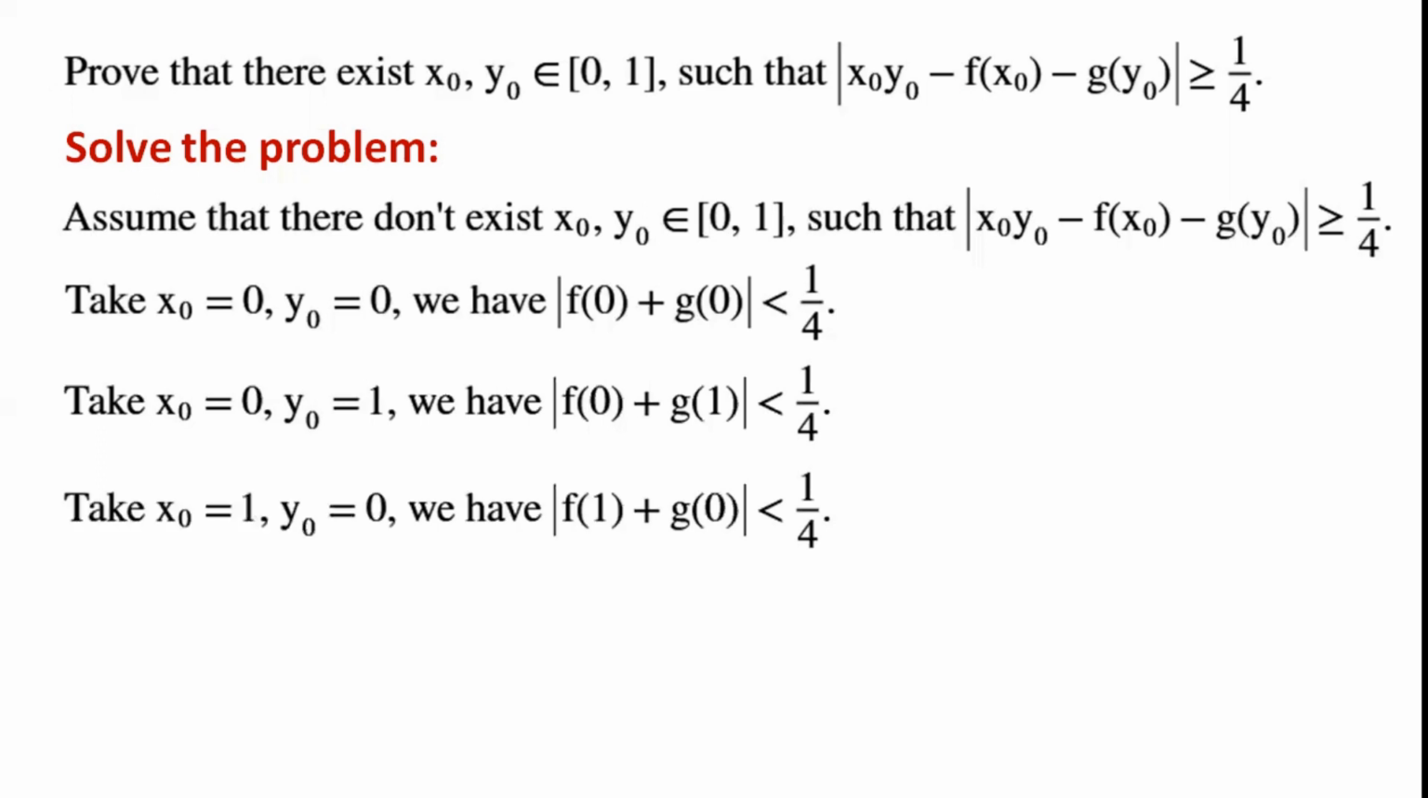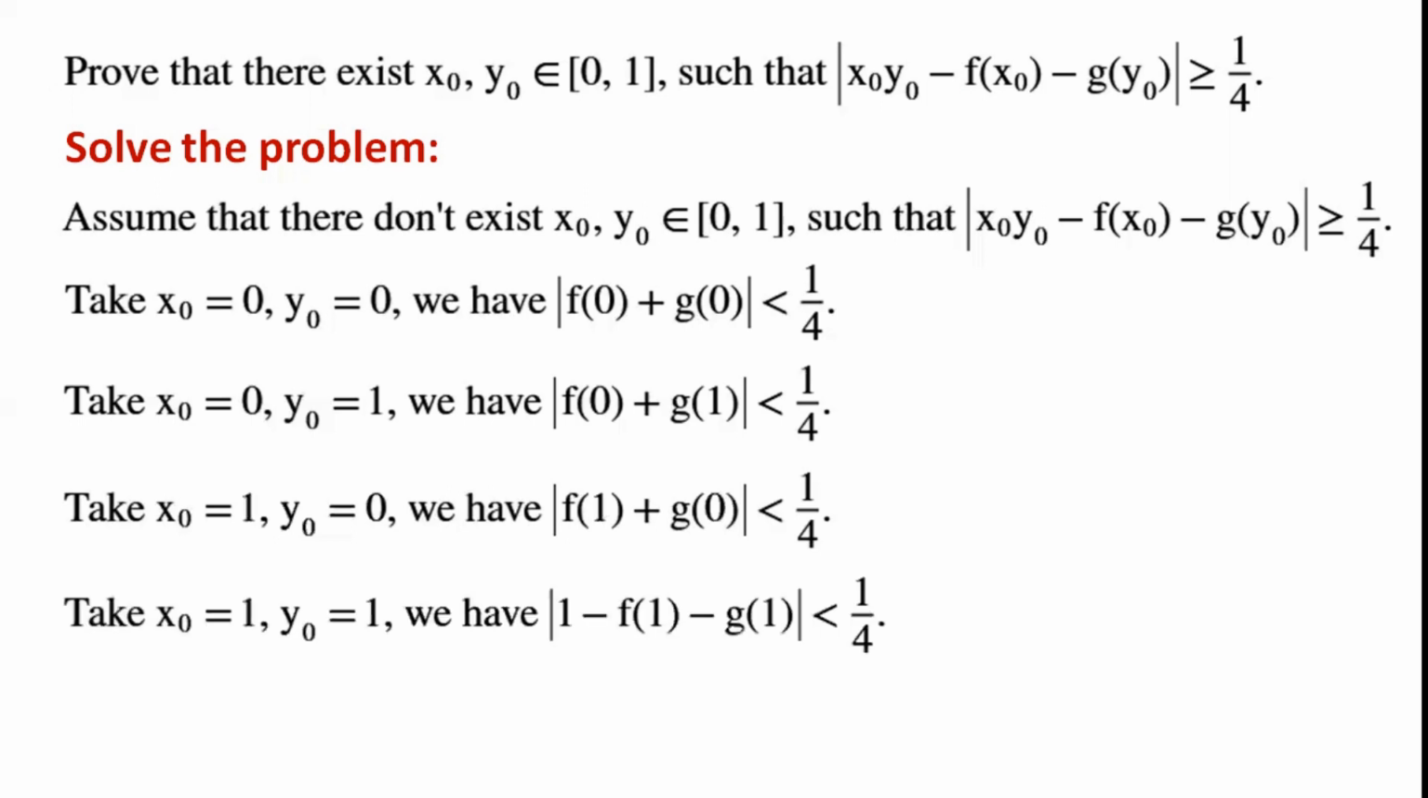Take x0 equals 1, y0 equals 0. We have the modulus of f of 1 plus g of 0 is less than a quarter. Take x0 equals 1, y0 equals 1. We have the modulus of 1 minus f of 1 minus g of 1 is less than a quarter.